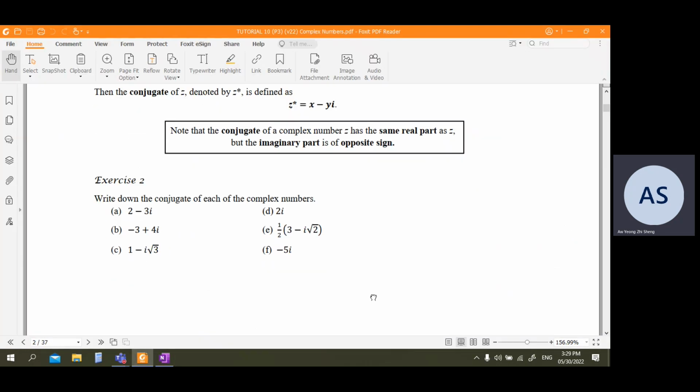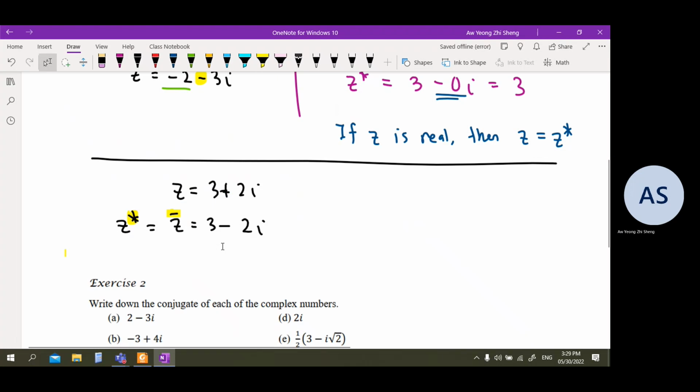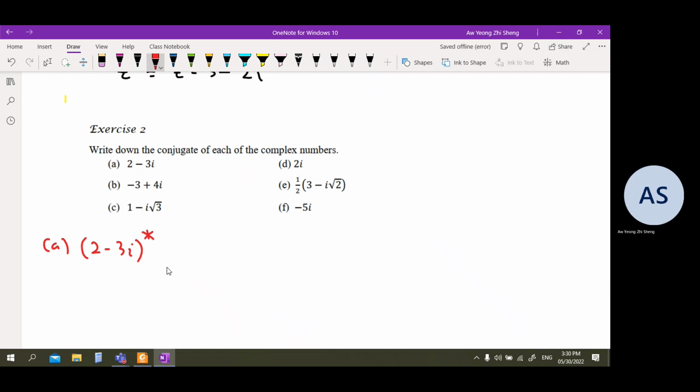Now let's do exercise 2, some very quick practice on finding the conjugates. Write down the conjugate of each of these complex numbers. When we present our answer, there are two ways to present it. To express the idea of conjugate, we'll use the star notation. So the conjugate of 2 minus 3i can be written as 2 minus 3i in brackets with a star outside it, and it will be 2 plus 3i. This is one way to present your answer.